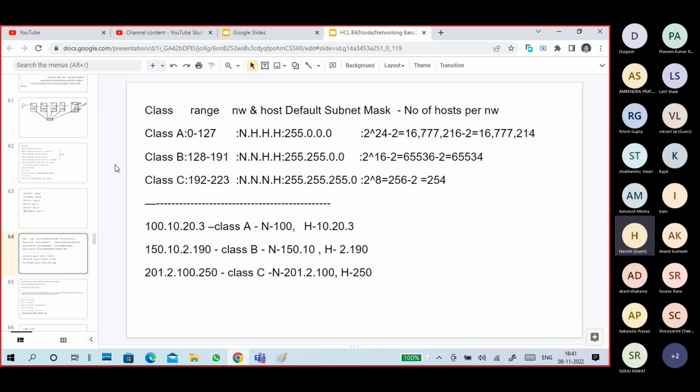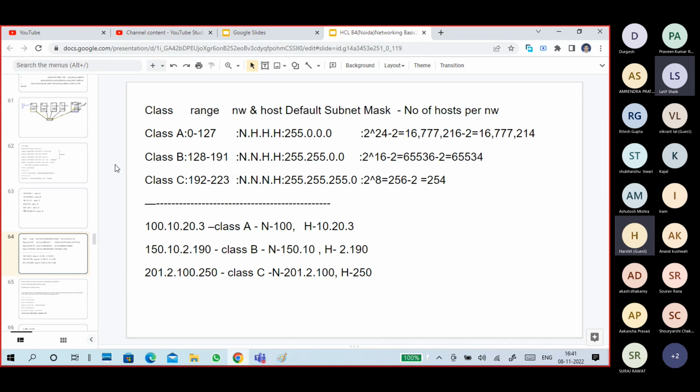If in case you cross more than 65,534 IP address requirement for your network, then you have to go to class A. Again, the entire IP address scheme changes to class A. Of course, you can connect up to 16 million devices. Okay.